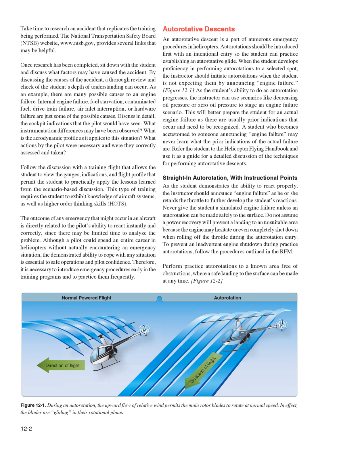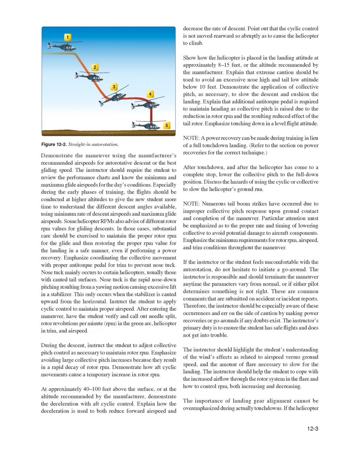To prevent an inadvertent engine shutdown during practice autorotations, follow the procedures outlined in the RFM. Perform practice autorotations to a known area free of obstructions, where a safe landing to the surface can be made at any time. Figure 12.2. Demonstrate the maneuver using the manufacturer's recommended airspeeds for autorotative descent over the best gliding speed.